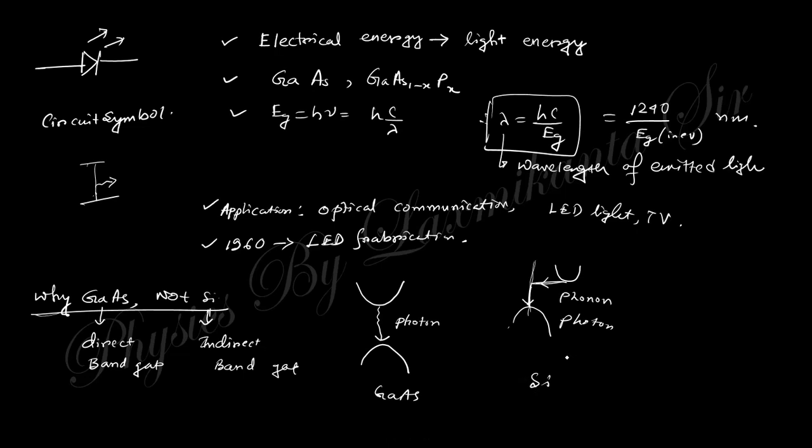And the band gap of silicon does not match the visible range. These are the two main reasons why we choose gallium arsenide. And the alloy composition x determines the band gap, and the wavelength also changes accordingly. So a variation of light can be obtained using this variation of x. So this is all about the LED.